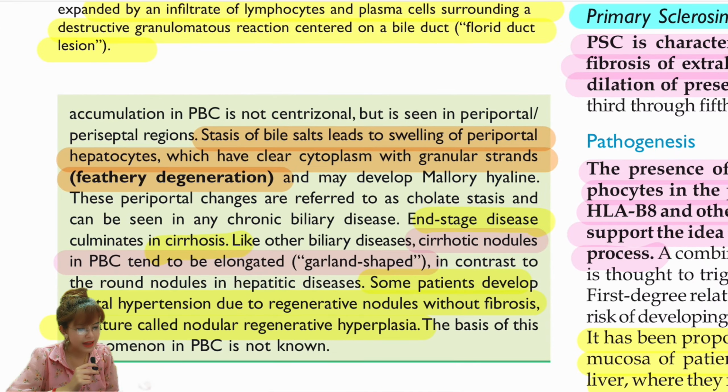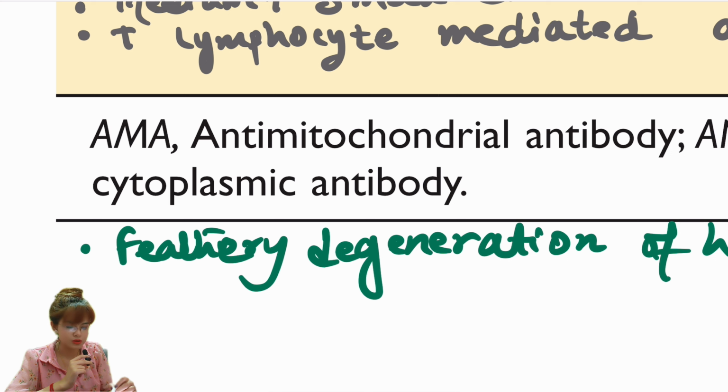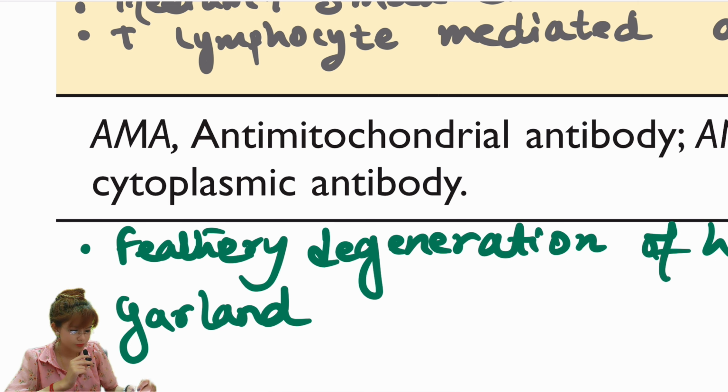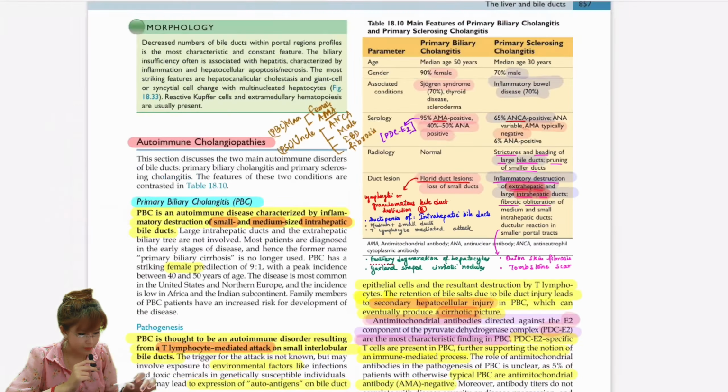Another point is that the end stage disease culminates in cirrhosis, so the liver is also very much affected. The cirrhotic nodules in PBC tend to be elongated or garland shaped. So garland shaped cirrhotic nodules, okay? And if ever there is some kind of cirrhosis, then you find garland shaped cirrhotic nodules in this particular entity.